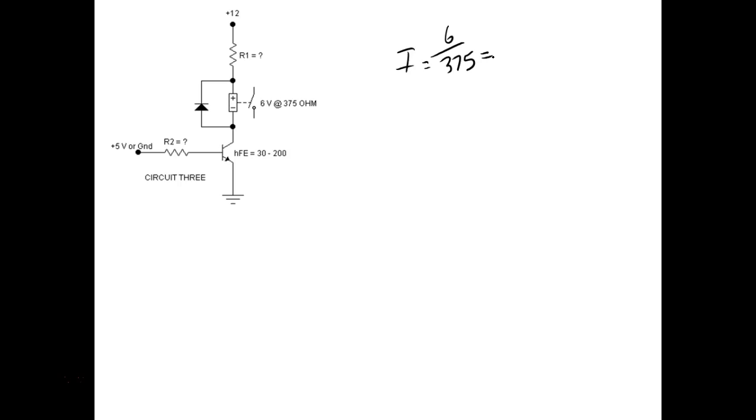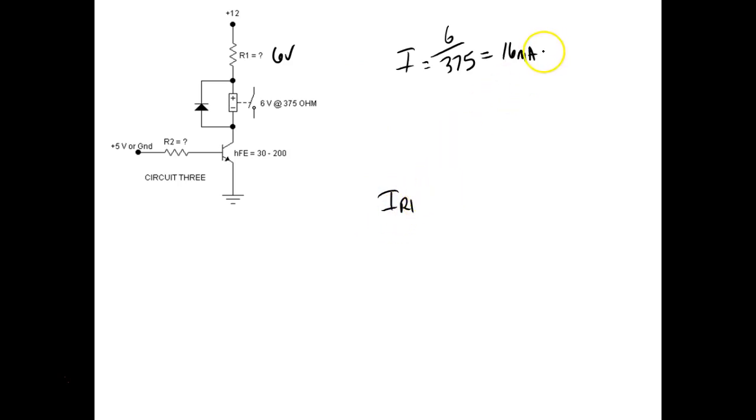So what would our current be? Okay, 16 milliamps. So I want this resistor right here to drop 6 volts at 16 milliamps. So IR1.